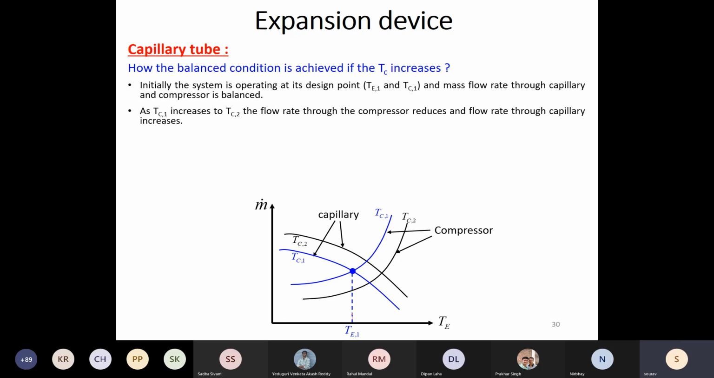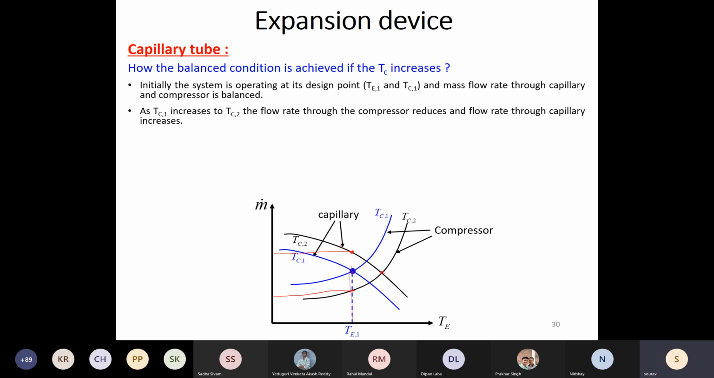So at this particular evaporator temperature, your capillary will now start providing more mass flow rate. Suddenly your evaporator temperature will not shift from here to here. That is an eventual process, and it will take some time. So let us see how it moves from this point to this point. At this particular evaporator temperature, your capillary will be able to provide this much mass flow rate, whereas your compressor will only deliver this. So now there is a mismatch. The capillary device is providing more mass flow rate.